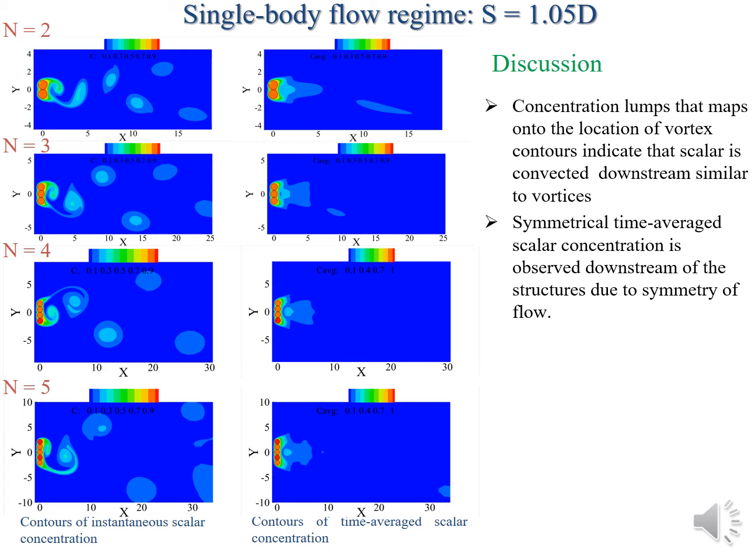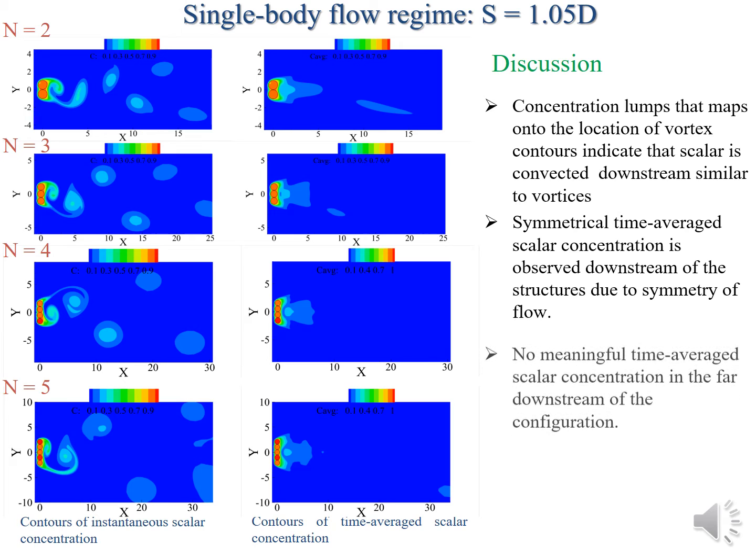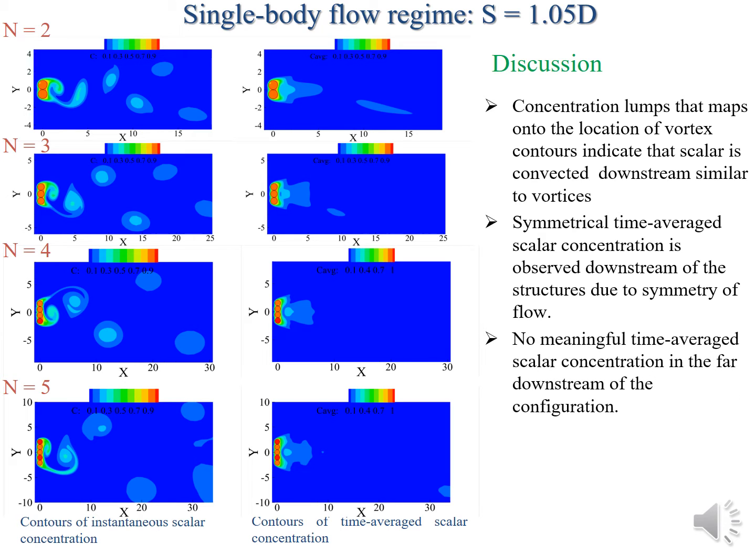And we actually find a very good symmetry. If we look at the time-averaged scalar concentration, we find a very symmetric wake, symmetric in both the upper and lower sides of the computational domain. So there is no meaningful average velocity in the downstream, which makes sense, because as the lumps are convected downstream, we expect them to interact more with the free stream, which dilutes their concentration significantly.